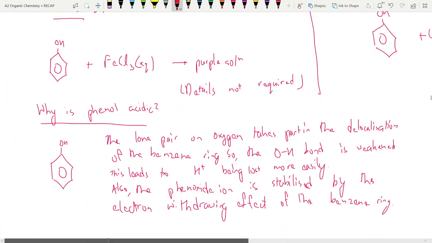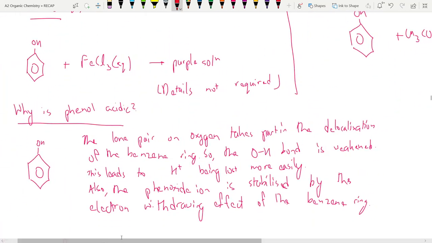So why is phenol acidic actually? The lone pair on oxygen takes part in the delocalization of the benzene ring, right? So this actually causes the OH bond to be weakened, and the H+ is lost more easily. This facilitates the loss of H+. The key word is the OH bond is weakened due to the delocalization, right? Also, think about after losing the H+, the phenoxide ion is actually stabilized by the electron withdrawing effect of the benzene ring.